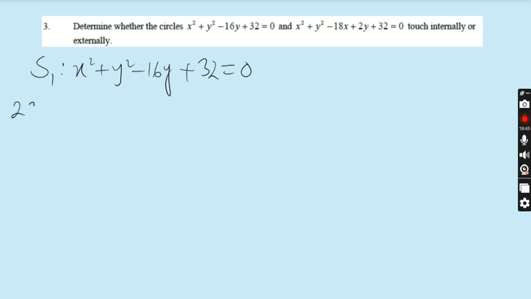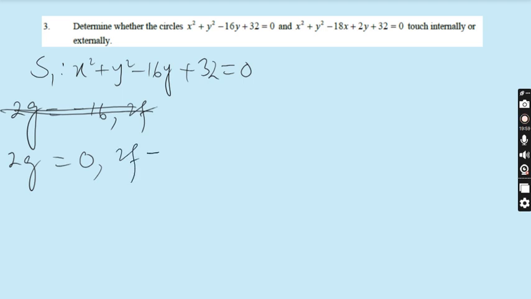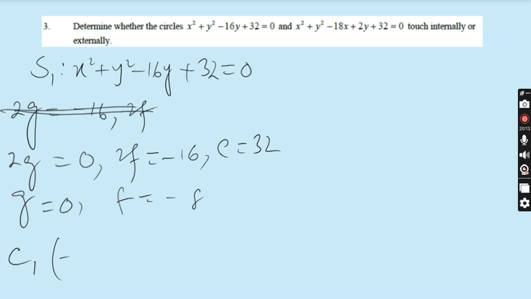Very easy. Here 2g means the coefficient of x. There is no coefficient of x, so 2g is 0. 2f, the coefficient of y, is minus 16, and the constant term c is 32. So g is equal to 0 and f is equal to minus 8. Coordinate of center C1 is minus g, minus f. 0 into minus is always 0, minus f is plus 8.